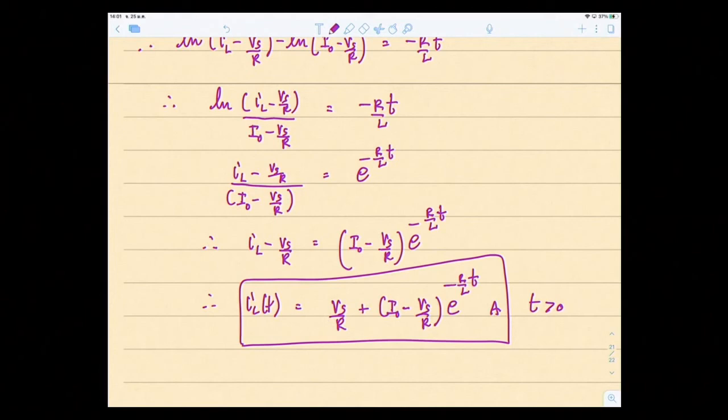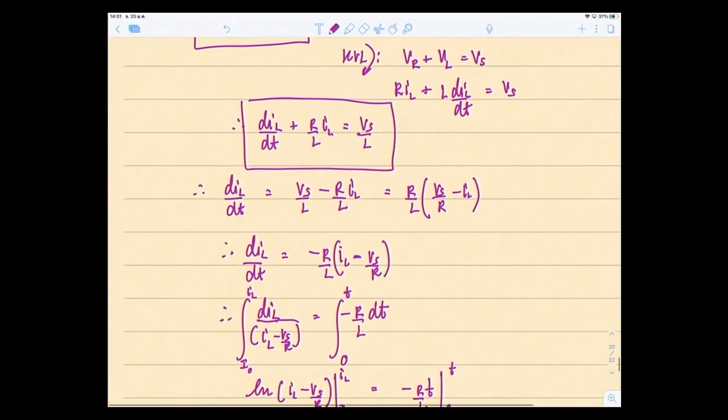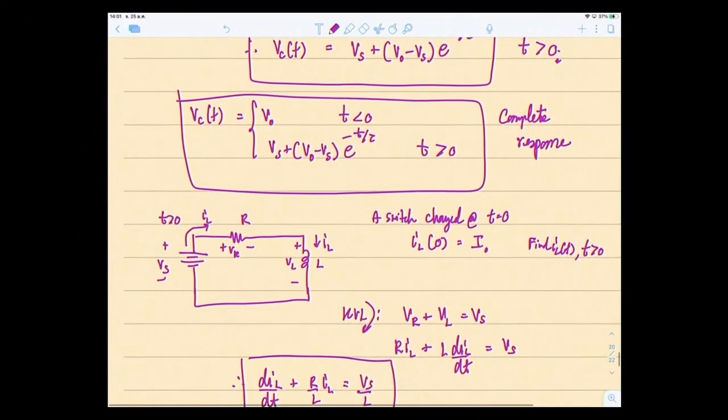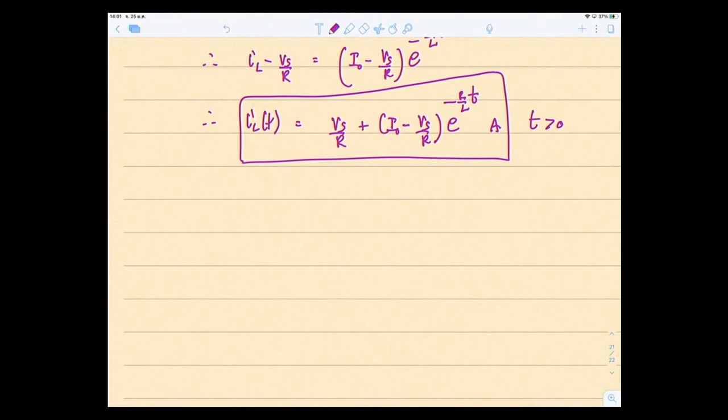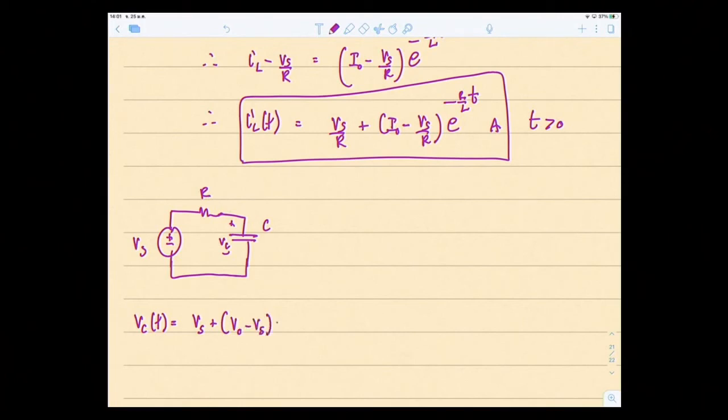Now I'm going to show you something between these two formulas that we have achieved. The first one was, the problem was like this, right? Plus minus Vs, R, C. This is Vc. And the answer was Vc of t equal to Vs plus V naught minus Vs e to the minus t over tau, or RC, volt.